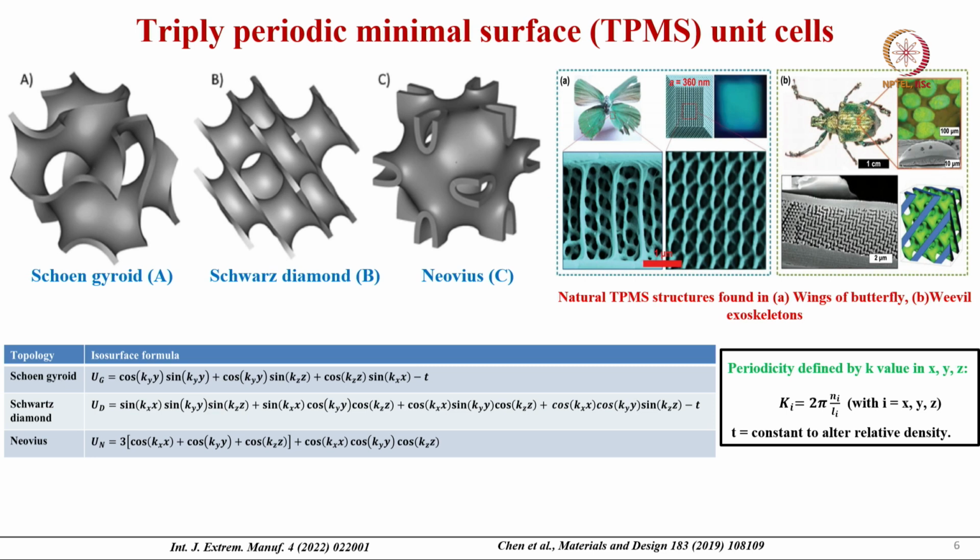So, lattice structure essentially can be described by various combinations of the interconnected struts architecture, as I mentioned a few minutes ago. This is one such structure, what is called the TPMS unit cell, triply periodic minimal surface. Okay. As the name suggests, it means the periodicity in space is triply periodic minimal surface. Natural TPMS structures are found in the wings of butterflies and the exoskeletons of weevils. So, this is one such example of a natural structure.